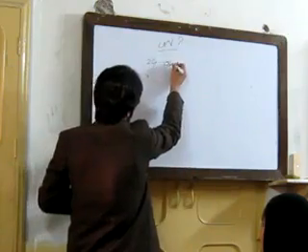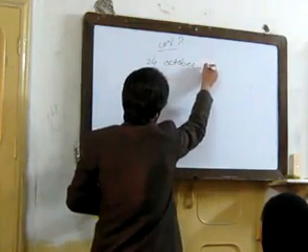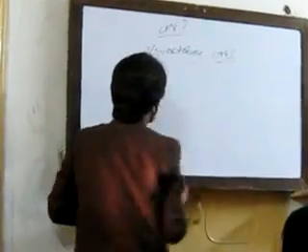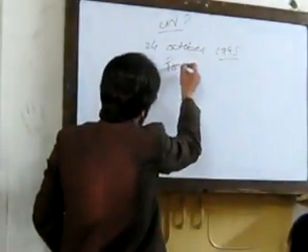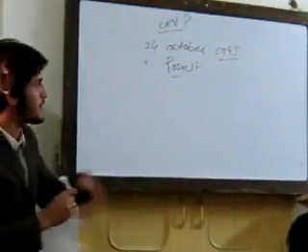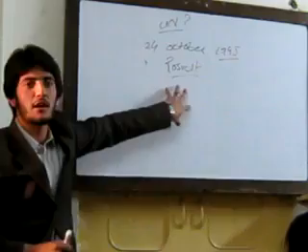On 24 October 1945, it was the date when the United Nations was made. Roosevelt was the founder of the United Nations. He was an American president and he was the founder.